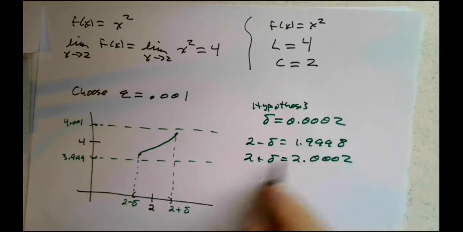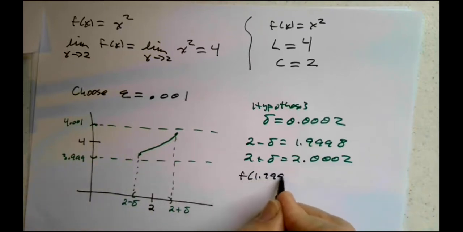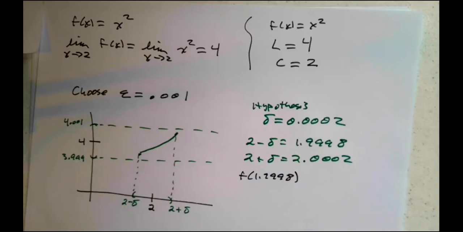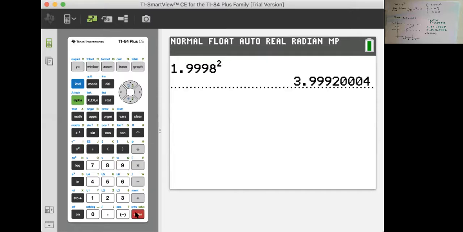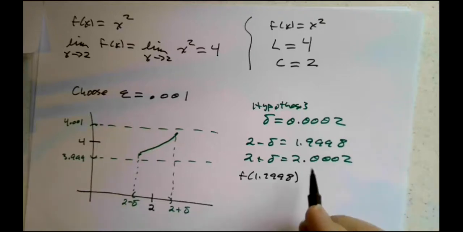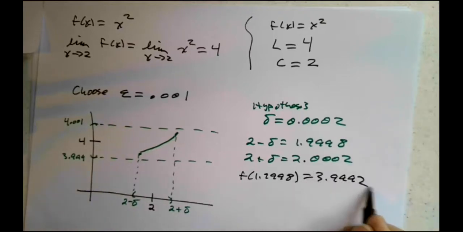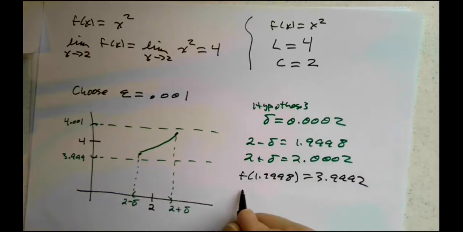So what is f of 1.9998? Is that within the interval? Is that within the window? What is f of 1.9998? Let's go to the graphing calculator and take a look. So that's x squared, right? So 1.9998 squared gives me how much? 3.9992. That's beyond 3.999. So that's within the window. So that's good. So within the window. How about f of 2.0002?